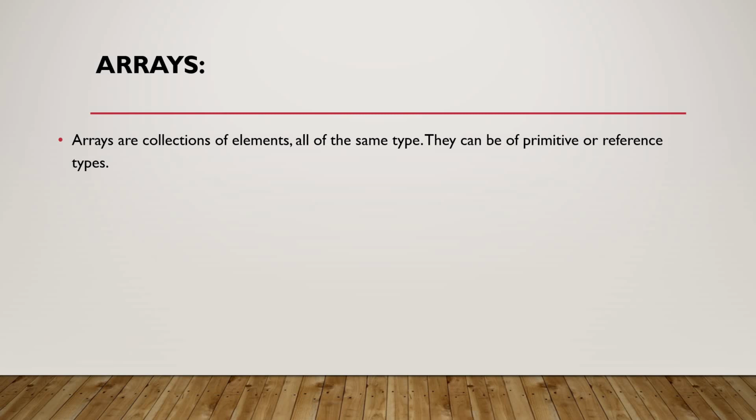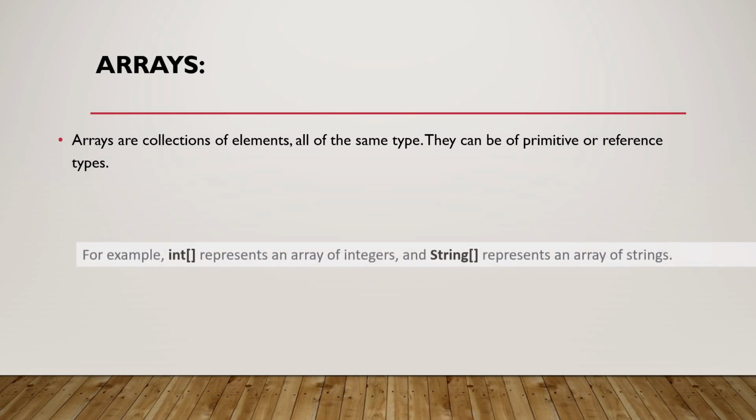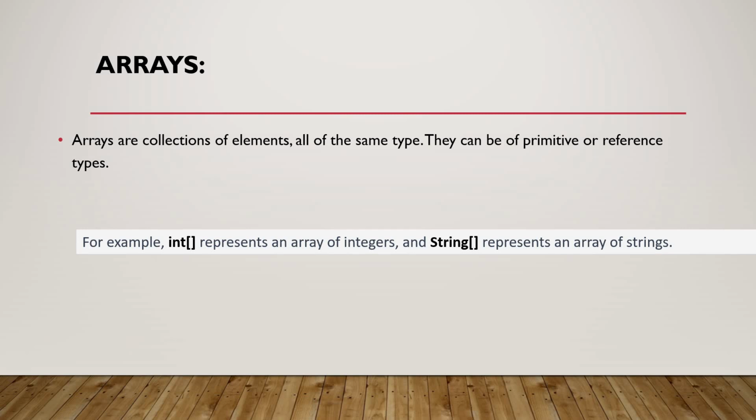Folks, no worry, because I will cover all of these in my coming videos. So don't worry. You just have to remember that these are the reference types. So arrays are a collection of elements all of the same type. They can be of primitive or reference type. For example, int[] represents an array of integers, and String[] represents an array of strings.